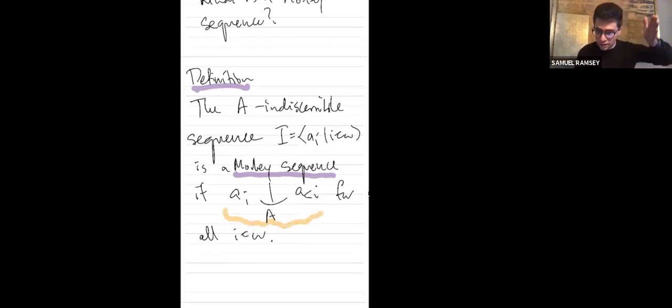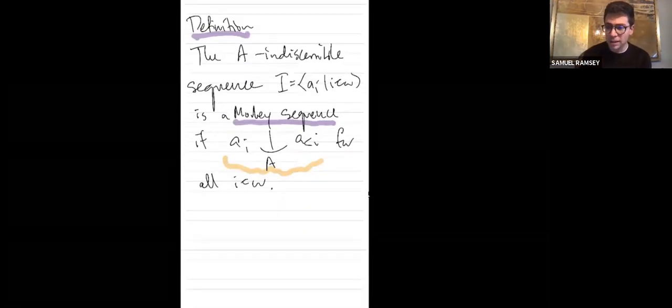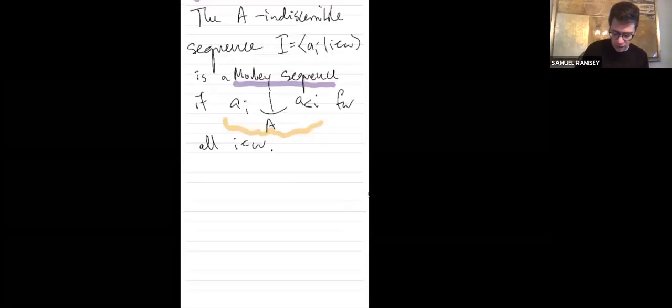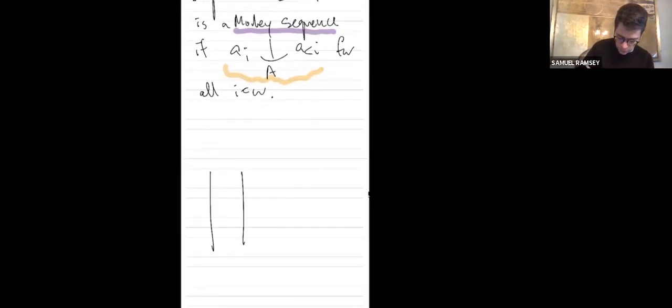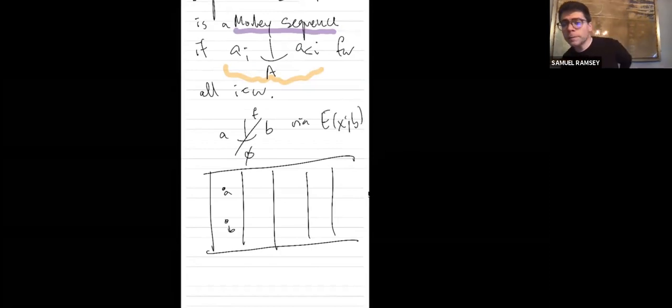So we're defining a Morley sequence, and the key condition is this one here, which says that the ith thing is independent from everything that came before. Let's think about what this says, because this looks confusing, but it actually makes a ton of intuitive sense. Let's go back to an example we thought about when we were learning the definition of dividing, this definition of an equivalence relation. So we had A here and B here, and we knew that A forks with B over the empty set via the formula E(x, b), right? So we knew that this formula divided over the empty set.